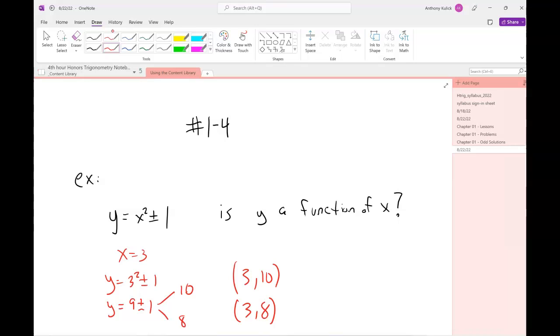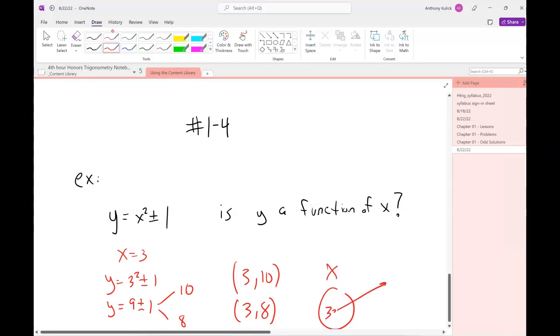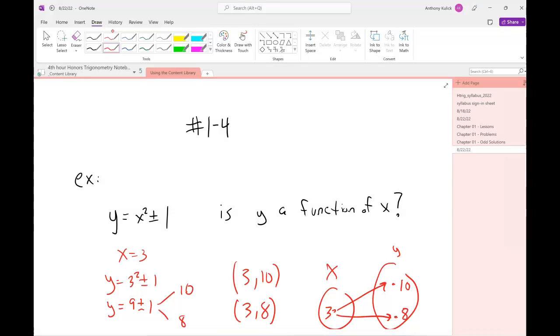No way, because we have one x coordinate, 3, that goes to 2 different y coordinates, 10, and also to 8. Does that feel okay? Yeah. So the plus or minus is usually a great indicator that that ain't gonna be a function.